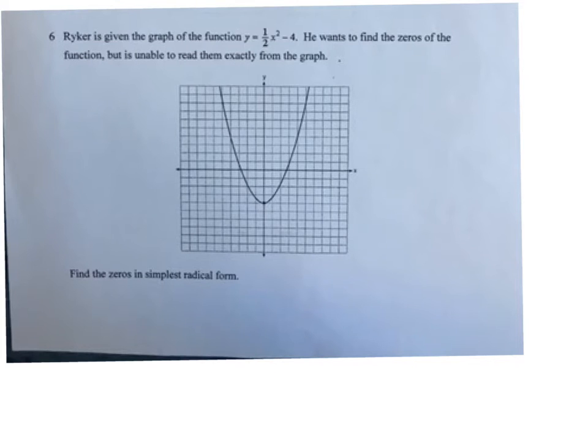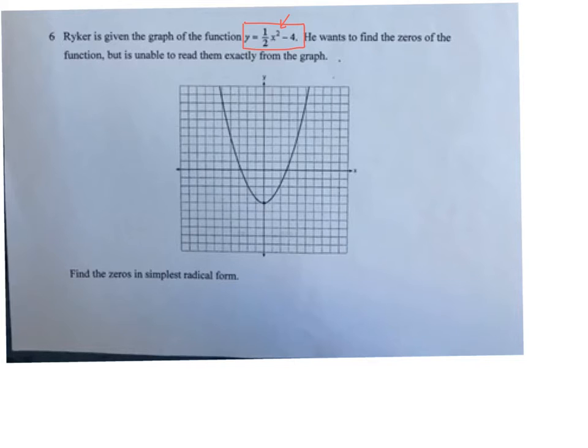Number 6, Riker is given the graph of the function y is equal to 1/2 x squared minus 4. Automatically, you look at that equation, you should say to yourself, oh, I see x squared here. That means I have a quadratic function. I may want to factor this. I may want to solve this using the quadratic formula. I may want to solve this using completing the square. These are all the things you should be thinking about.